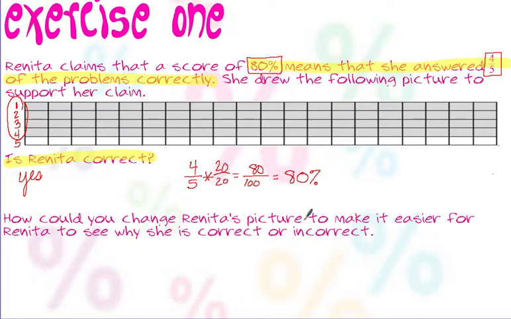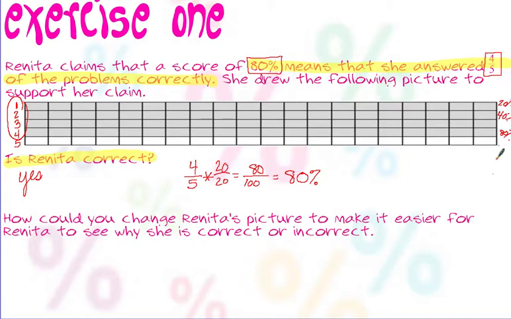And then looking at this, how could we change Renita's picture to make it easier for her to see why she is correct or incorrect? Well, I want you to kind of think about this. What would you do? Okay, what I might do is change the picture so that there is a percent scale down the right side showing 20, 40, 60, etc. So showing that since this is 20, one row is equal to 20, I could say over here that it's 20% and 40%, 60%, 80%, 100%. And then I could see that my 4 full rows is equivalent to 80%.